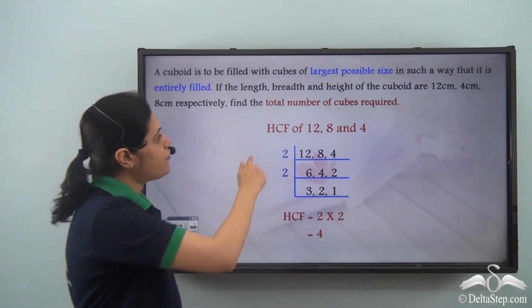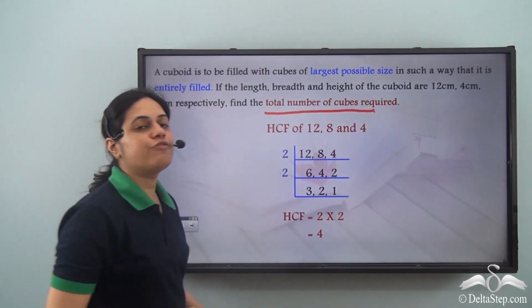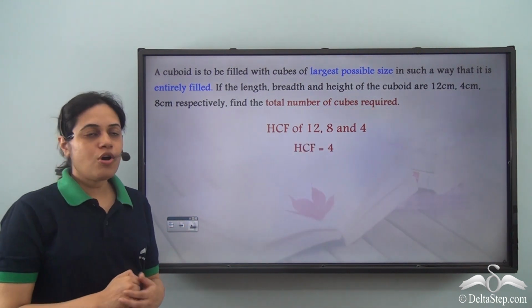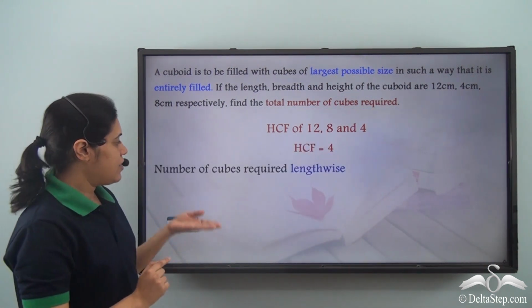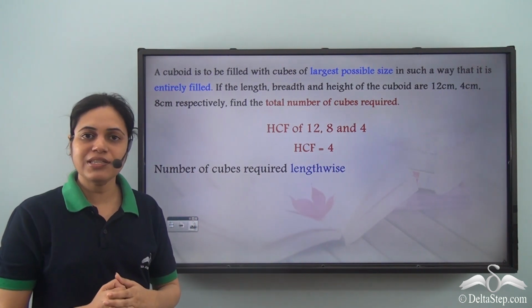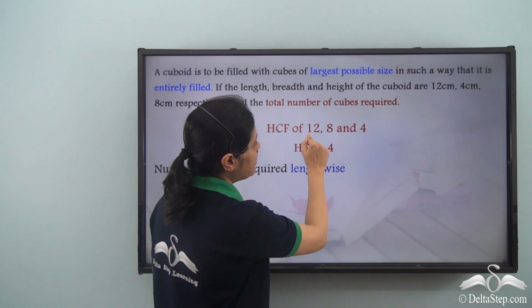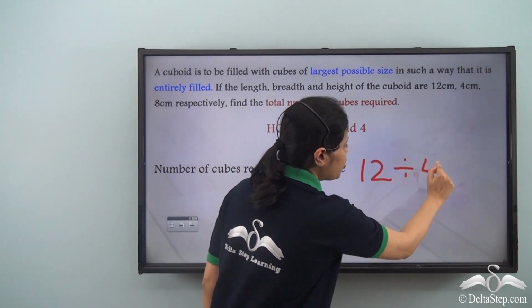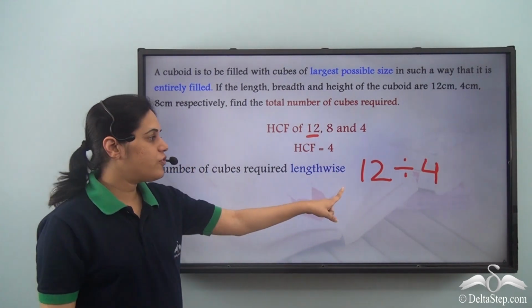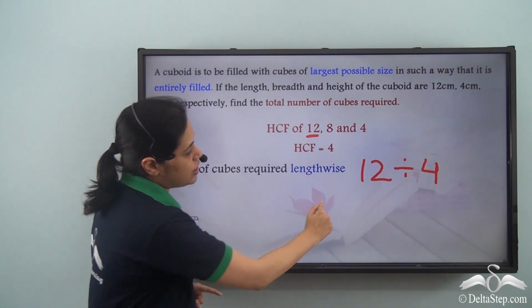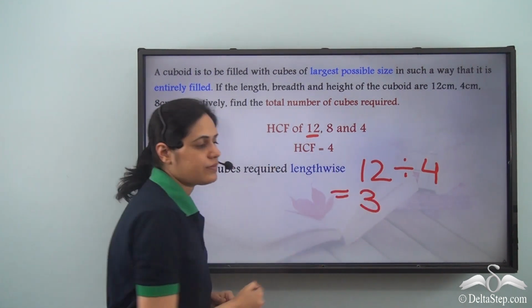Now what I need to find is the total number of cubes required. So lengthwise, first we need to find the number of cubes required lengthwise. They will be the length divided by the length of the cube. The length of the cuboid divided by the length of the cube. So this will give me 3.